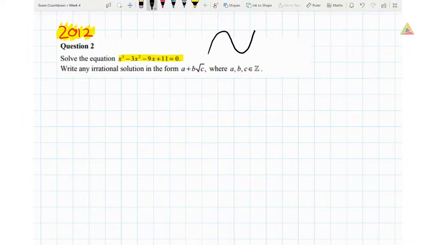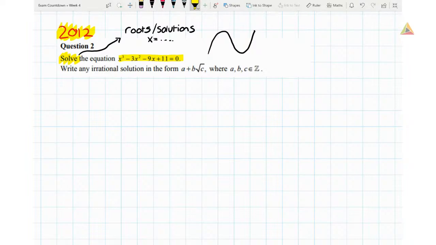Okay. We are asked to solve the equation. So as opposed to being asked to factorize, where we would need to find the factors, we're asked to solve, which means we're looking for the roots or the solutions. So we're hoping at the end of the question that we get x equal to a number, or in this case 3 numbers because it's a cubic.